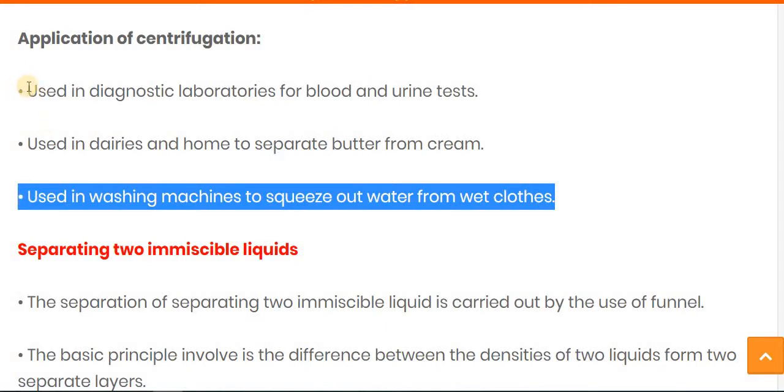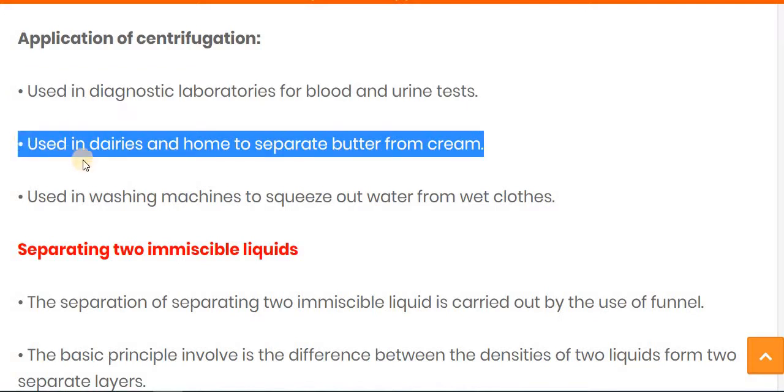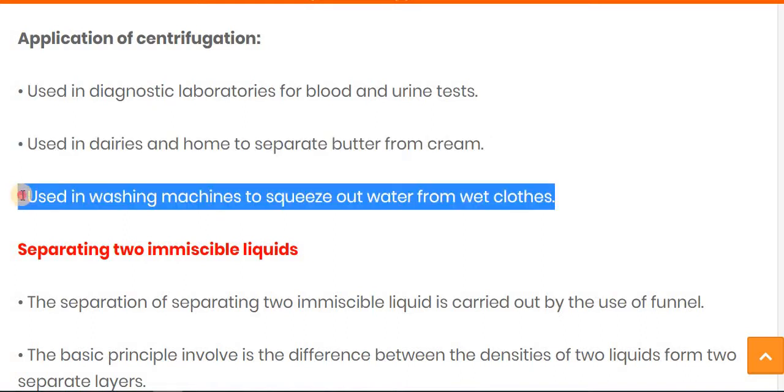of the centrifugation technique. The first one is that it is used in a diagnosis laboratory for blood and urine tests. The second one is that it is used in dairies and at home to separate the butter from the milk. The third one is that it is used in a washing machine to squeeze out water from wet clothes.